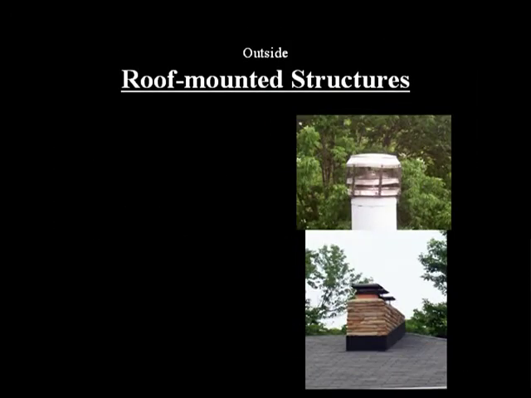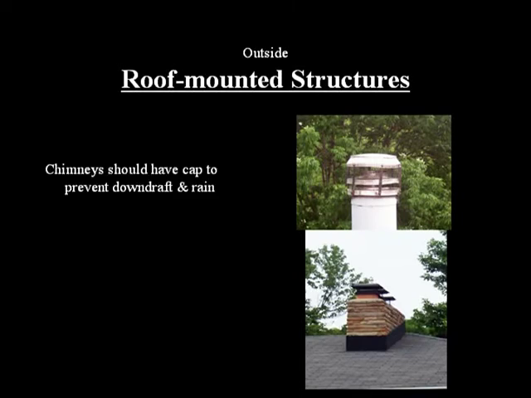The top of the chimney should extend at least 2 feet above the edge of a pitched roof. There should also be a cap above the flue to prevent downdrafts and rain from entering.